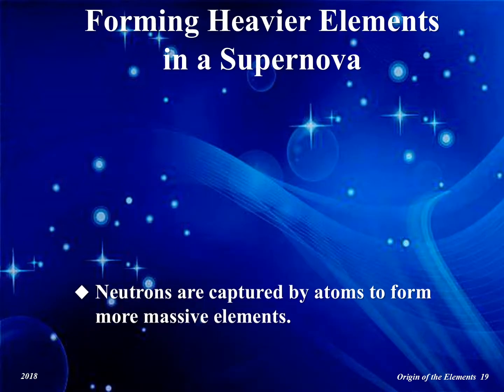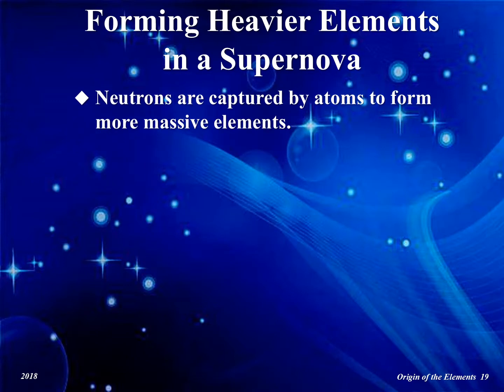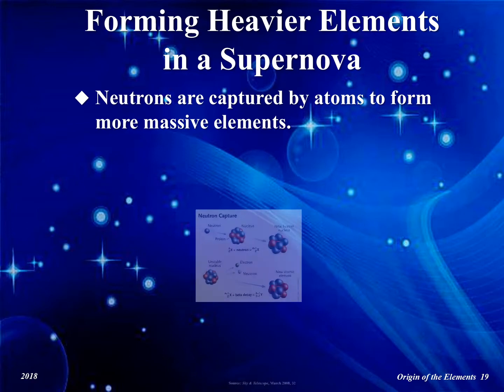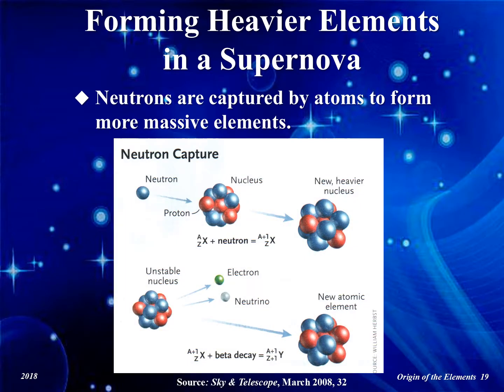This diagram shows how elements heavier than iron are formed in a supernova explosion, when neutrons are captured by lighter elements. When a neutron is captured by a light element, the new heavier nucleus becomes unstable, so it releases an electron and a neutrino in what is called beta decay. This leaves an added proton in the nucleus, resulting in the formation of a new element.